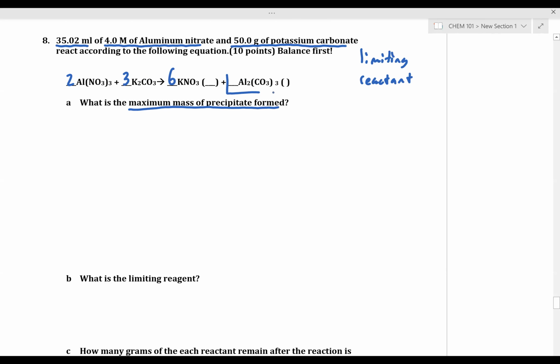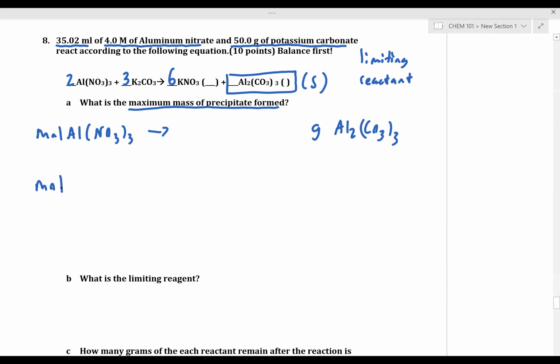We know that carbonates are in general insoluble, so this is going to be our precipitate. On the exam, I'll give you the state symbols, as we haven't yet reached predicting solubility quite yet. So if we want to calculate the maximum mass of precipitate formed, what we're going to do is convert from the moles of aluminum nitrate to the grams of aluminum carbonate.